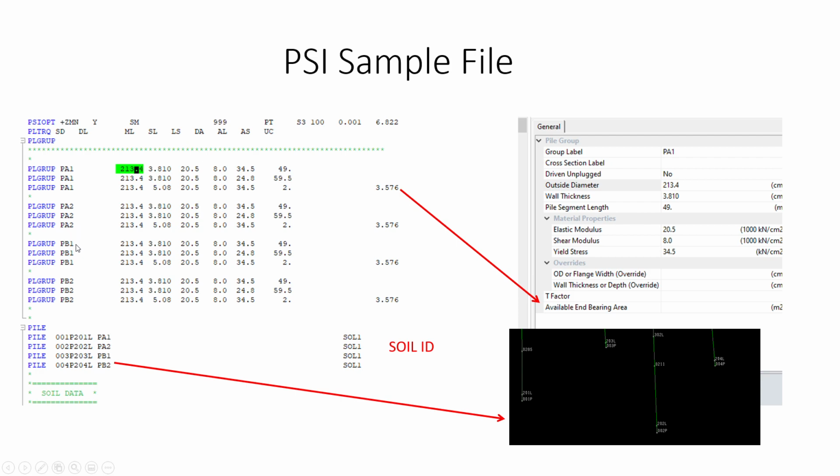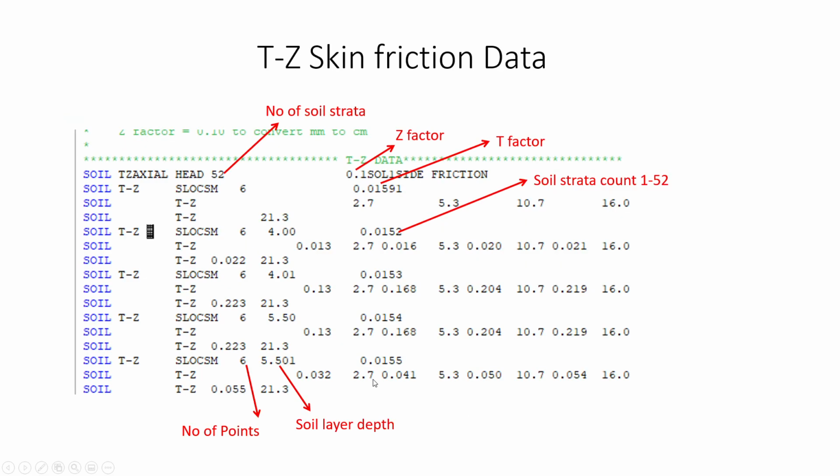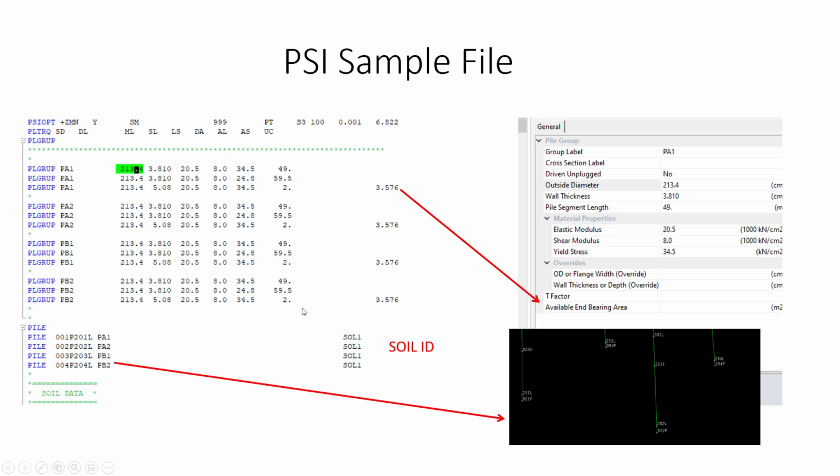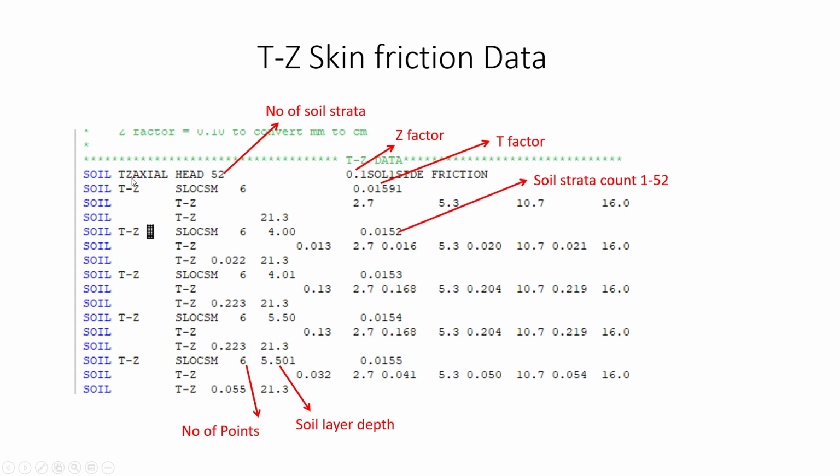Same like that, PA2, PB1, PB2. The program will find PA2 from here, so it will take all the lengths over here, and PB2 like that. This is the soil ID, SOL. We have to give the ID. This soil ID we have to call in PY data, QZ data, TZ data here. So whatever we are seeing here, we have to type it in terms of the data gen file. So this is the data gen file. This is the TZ skin friction data.